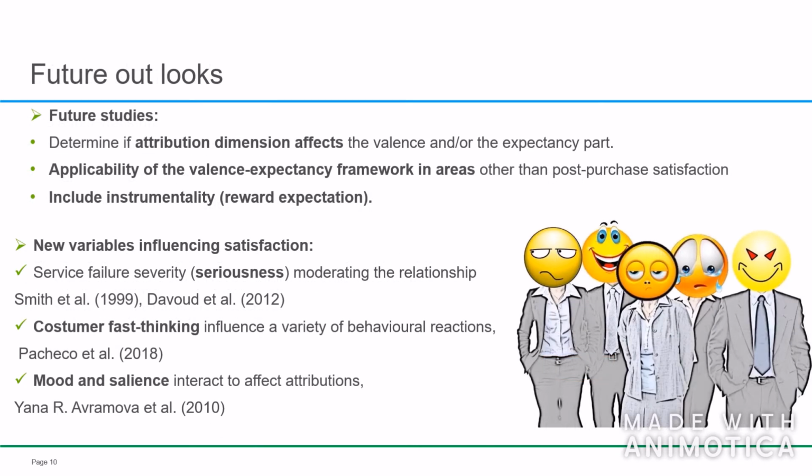Several suggestions have been made for future studies, which is first, the future studies can determine if an attribution dimension affects the valence part or expectancy part. Number 2, the future studies can classify how different attribution dimensions map onto the valence expectancy framework. Number 3, the future studies can examine the applicability of the valence expectancy framework in the area of post-purchase. Or last but not least, the future studies can include instrumentality in the framework.